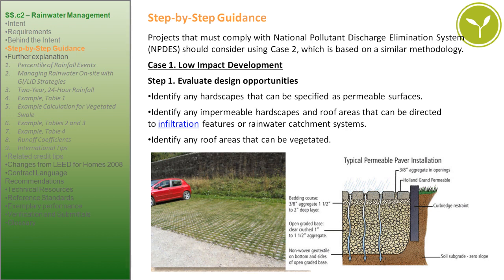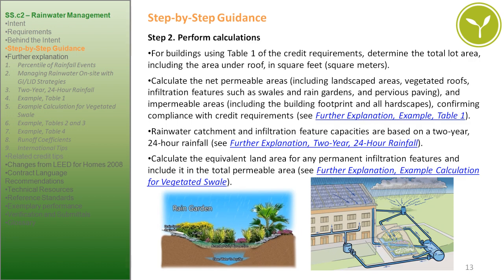Identify any roof areas that can be vegetated. Step 2. Perform calculations. For buildings using Table 1 of the credit requirements, determine the total lot area, including the area on the roof, in square feet or square meters.